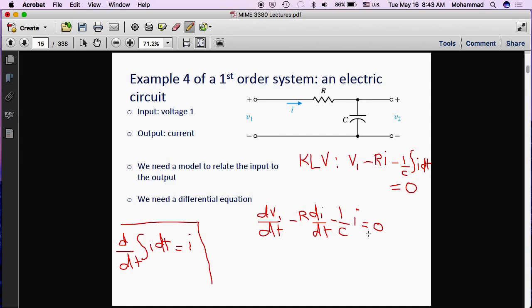Okay. So over time, every time we develop a differential equation, we take it to a special format. We can try to do the same thing. I'm going to keep di/dt because we decided i was the output of the system. So the change of output of the system is going to be equal to 1 over R multiplied by (dv1/dt minus 1 over Ci).